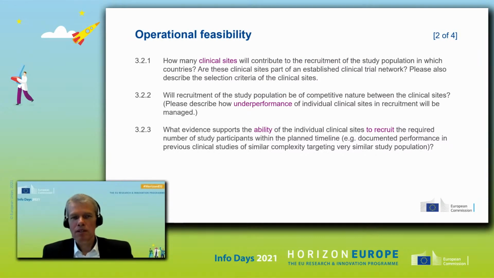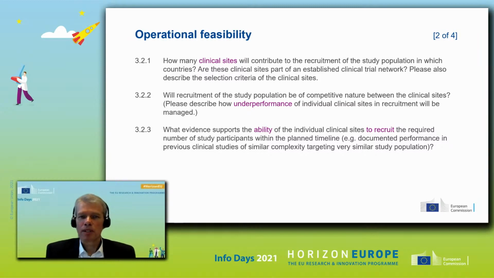Now moving on, clinical sites obviously play a key role in recruiting the study population. And we would like to have an understanding of what the distribution of these clinical sites will be. Are they, for example, part of an established clinical network, or will they be selected against certain criteria? These criteria would also be very important to know. And yes, it's important to see what the distribution of the entire study population will be amongst these clinical sites.